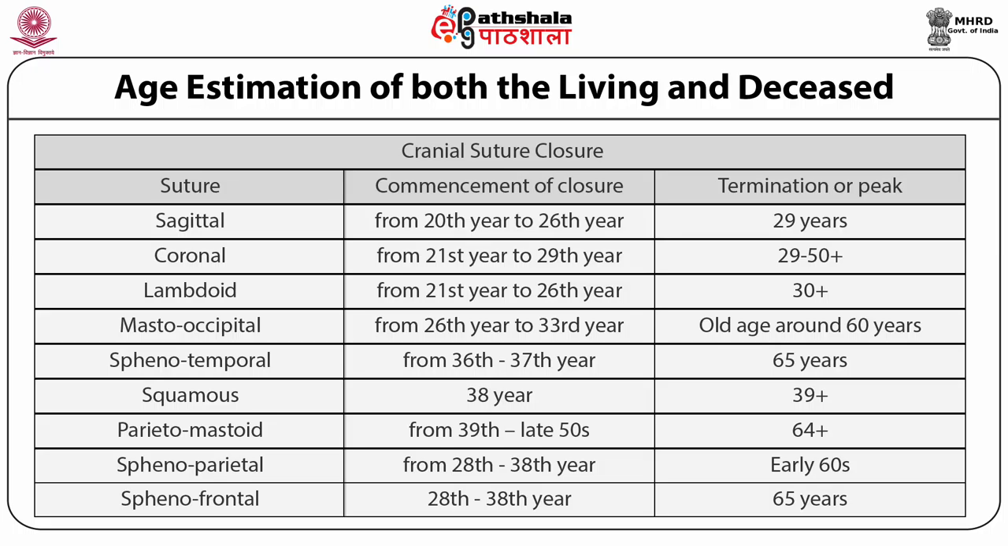Now we take the coronal suture. It starts from the 21st year to 29 years, and the termination or the peak varies from 29 to 50 years. It may add 1 or 2 years more. Then we have the lambdoid suture. Again, it varies from the 21st year to the 26th year, and termination completes at the age of 30 years. Then we have the masto-occipital suture. They start from the 26th year to the 33rd year, and then termination at old age, around 60 years.